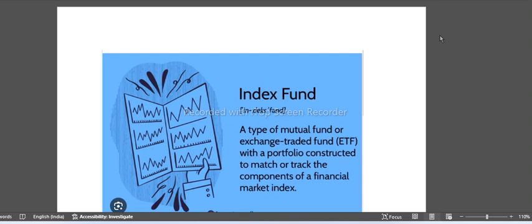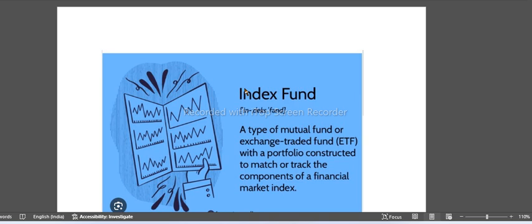Today we will see the types of ETFs. Which types? There are three types of ETF available in the Indian stock market, and I also know these types of ETF are available in the global market.